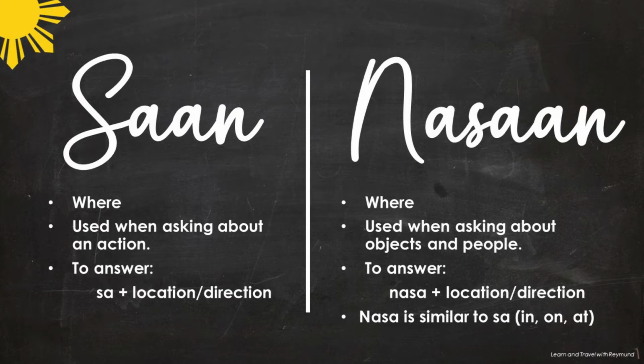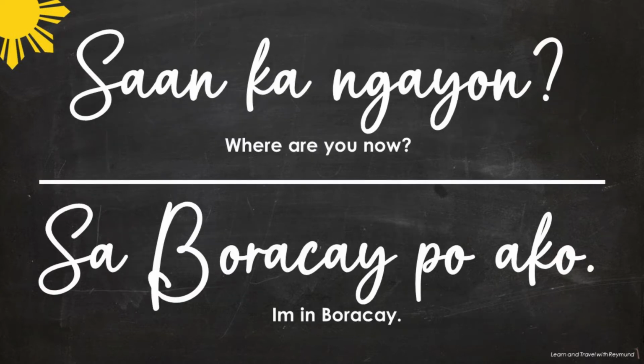Let us have the following sample sentences for saan and nasaan. The first one is the word saan. The question is, saan ka ngayon? When we say saan, that's where, and then ngayon is now or today, and ka is you. So where are you now?